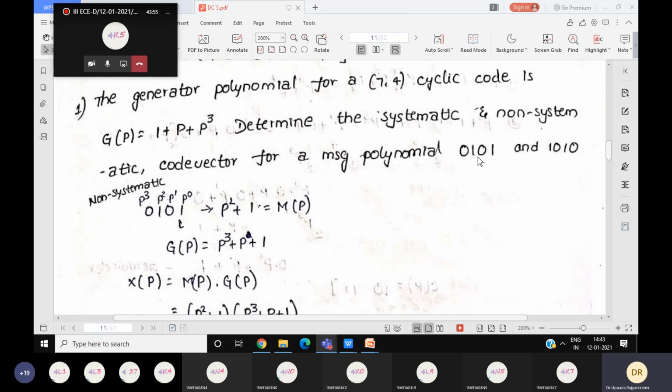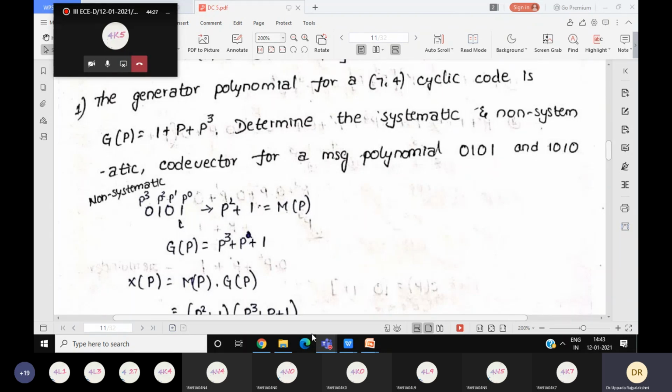So for fewer marks, they will provide you the message bits. Otherwise, if it is given for more marks, you have to do it for all combinations of message bits, starting from 0, 0, 0, 0 to 1, 1, 1, 1, that is 2 power 4. Because 4 message bits are there, so 16 combinations will be there. In the question, they have given you two combinations, 0, 1, 0, 1 and 1, 0, 1, 0. Now let us start with the first message polynomial.